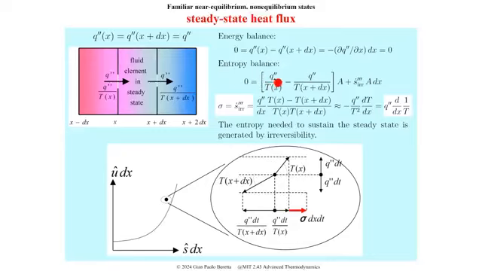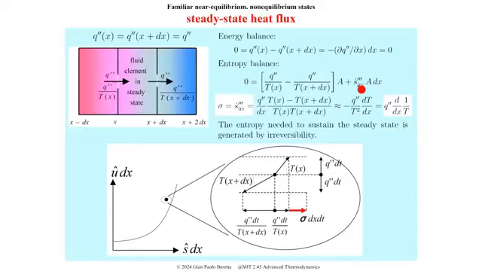And Q double prime is Q dot over A. It's the flux, so this is the heat rate per unit area. Minus the entropy that goes out on the other side. And this is Q double prime divided by the temperature which prevails there, which is different, slightly, but different. And then plus the entropy produced by irreversibility.